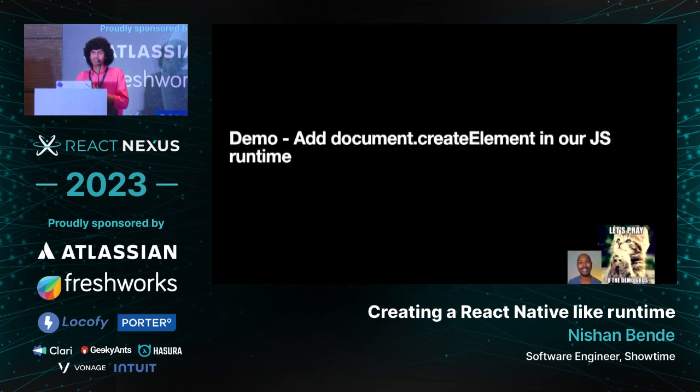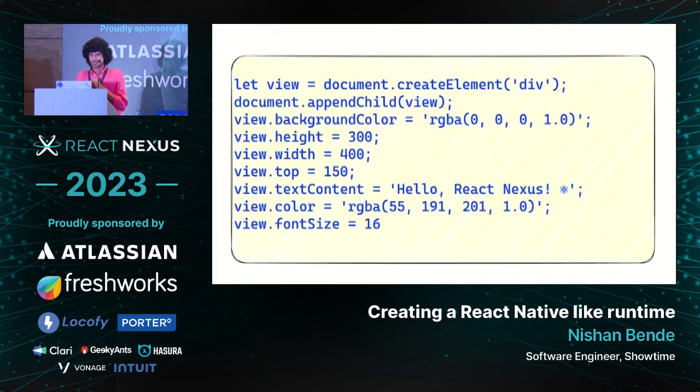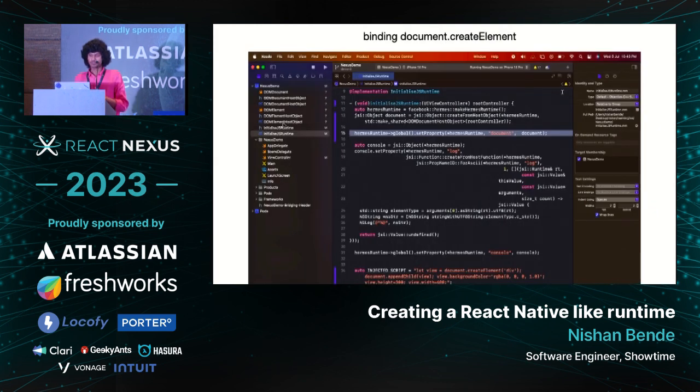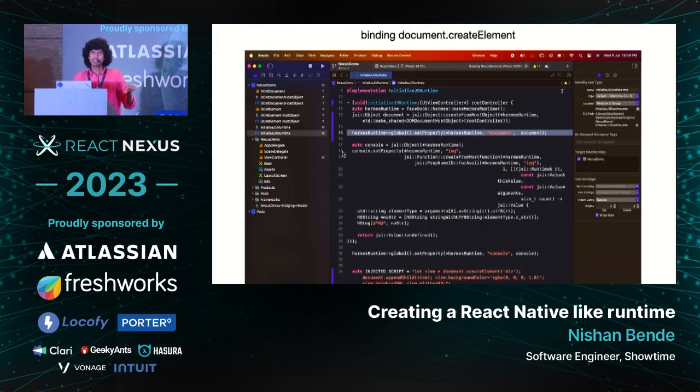Let's try to add document.createElement in our JS runtime. We'll try to run this code on our native app. Again, our runtime doesn't know a document object, so we need to teach it that there's a document object and how to create native views. First, we are adding this global property of document in our Hermes runtime.